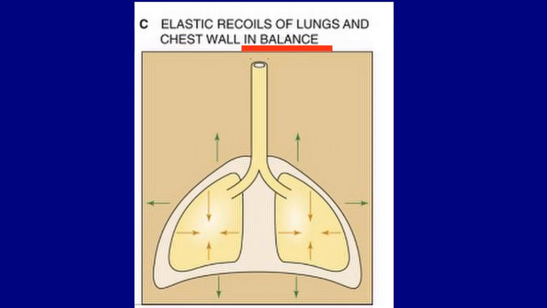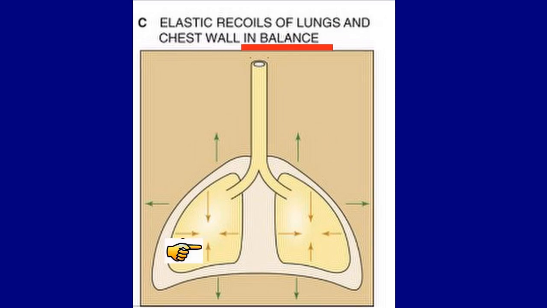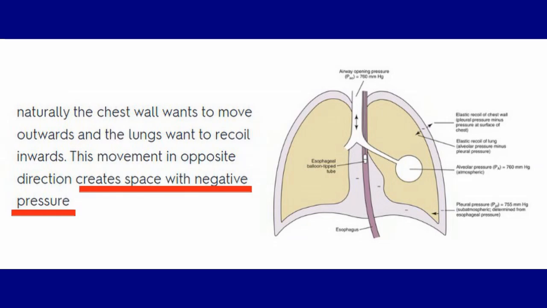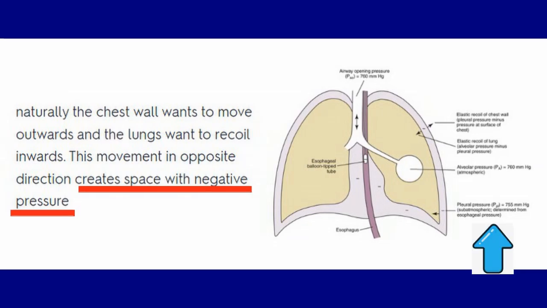One force is pulling the lung inwards, and this is the elastic recoil, and another force is pushing the lung outwards, and that is the elastic recoil of the chest wall. These two forces are in balance, and due to this balance the lung will not collapse. Due to the presence of these two opposing forces, a space is created which is the pleural space.